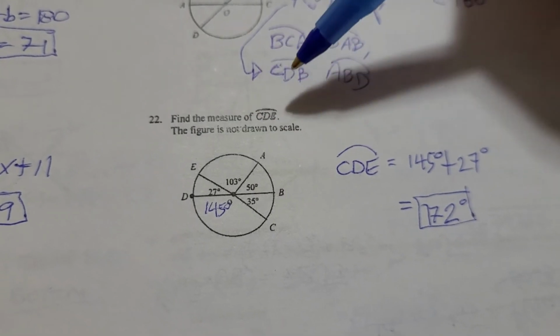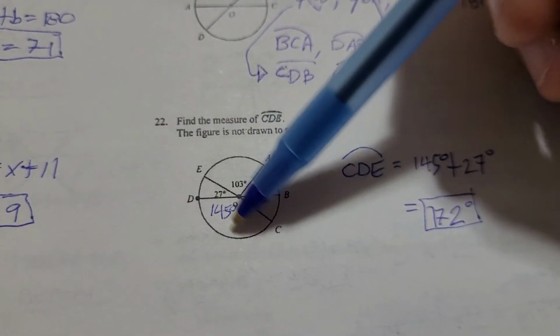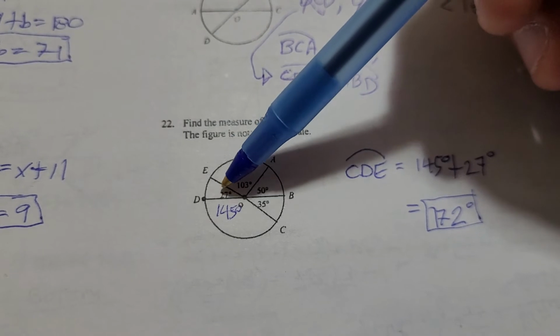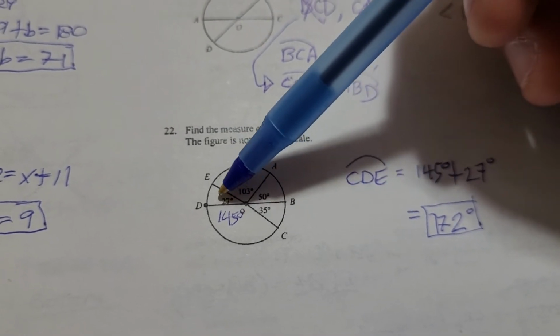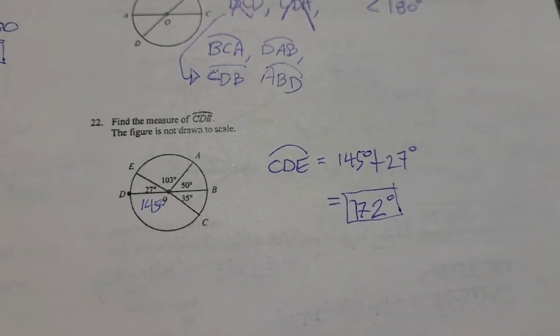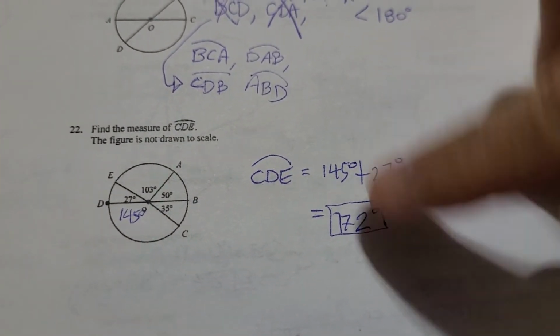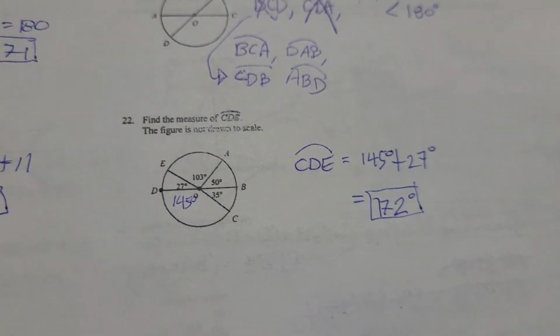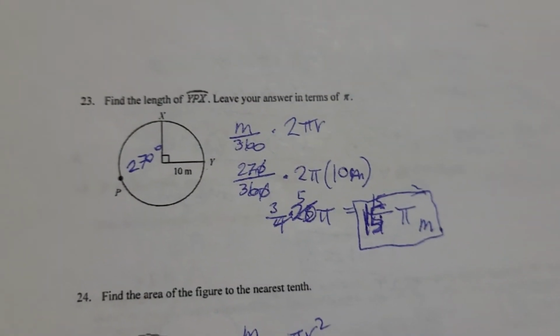So now the question is, what is the measure of CDE? That means I just need to add the angles in these 2 sectors. 145 plus 27 is just going to be 172. That's 172. It looks a little messy there. Okay, that's progress. That page was only 7 minutes.